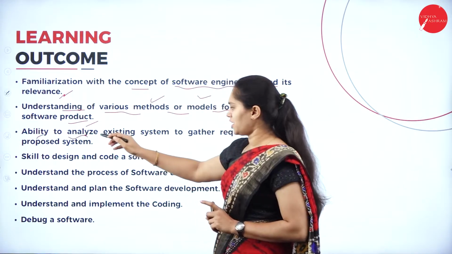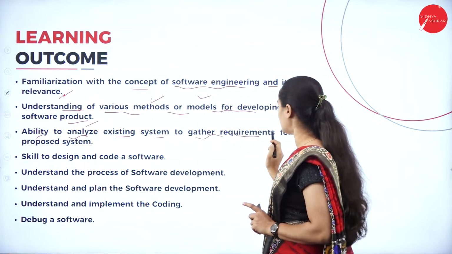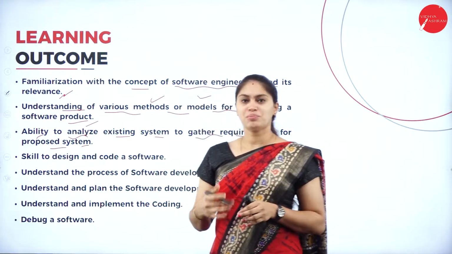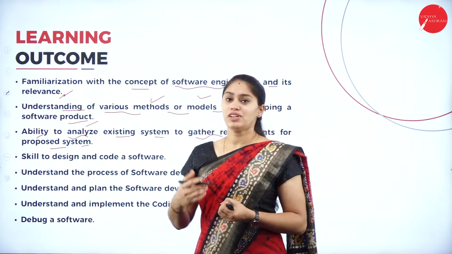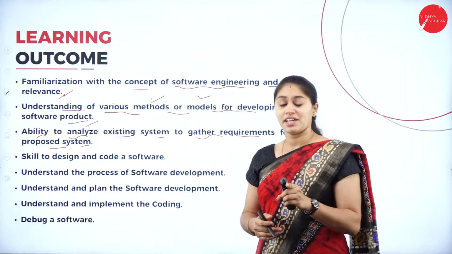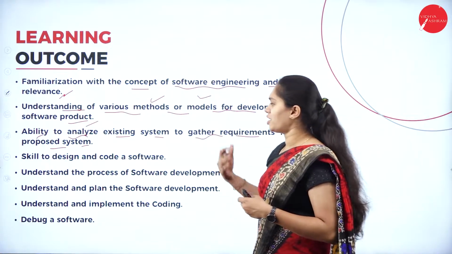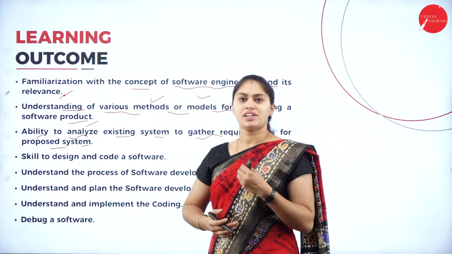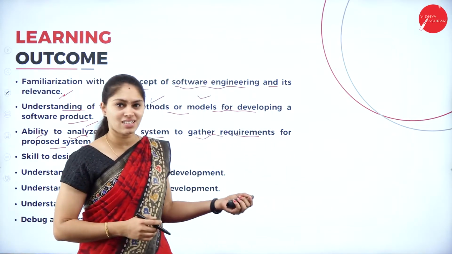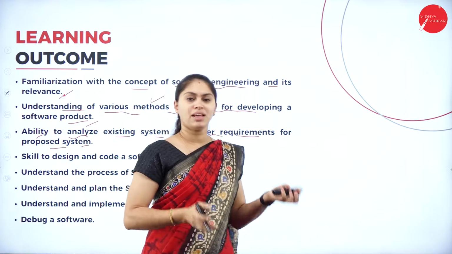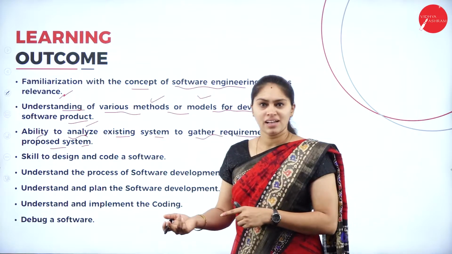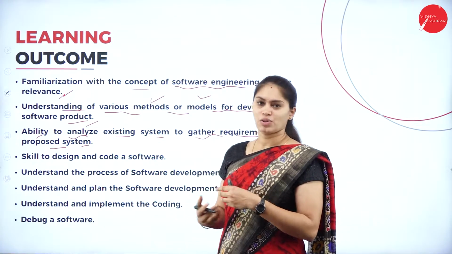Along with that, the ability to analyze the existing system to gather the requirements for the proposed system. The software has to be flexible and we require evolution of software. It can't be static, it needs to be dynamic. In order to improve the efficiency and effectiveness of software, first we have to understand the disadvantages it had in the previous system, then what we are doing now, which is the proposed system, and what can be done in the future. That is what we have to understand.